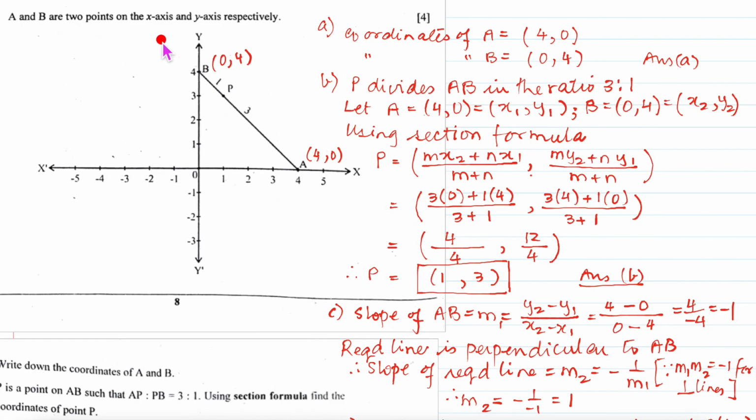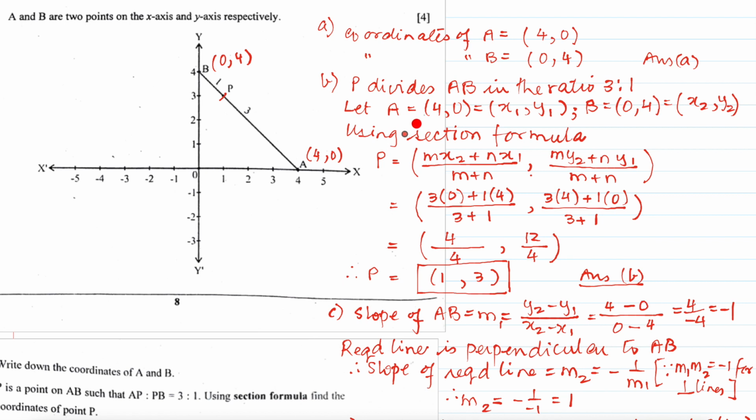A and B are 2 points on x-axis and y-axis respectively. So your A is going to be 4, 0, B is going to be 0, 4. Your first question is write the coordinates of A. So we have written them, and that's our first mark. The B part says that P divides AB in the ratio 3:1. So this is our point P. And the coordinates of P are to be found out.